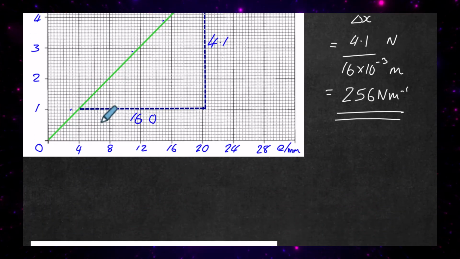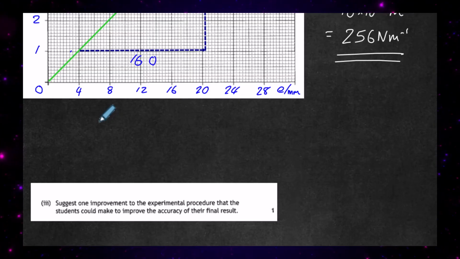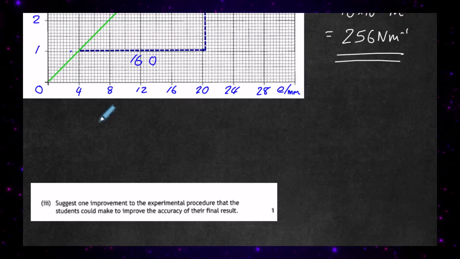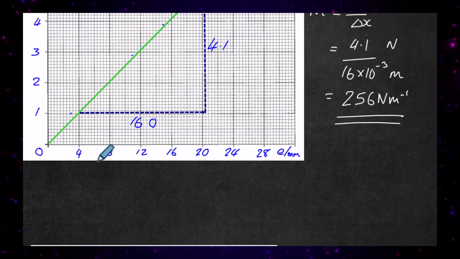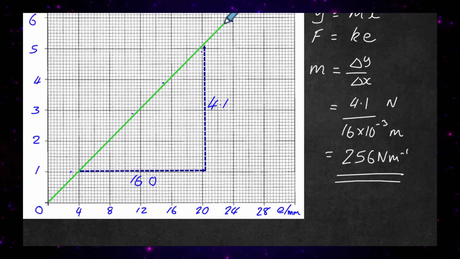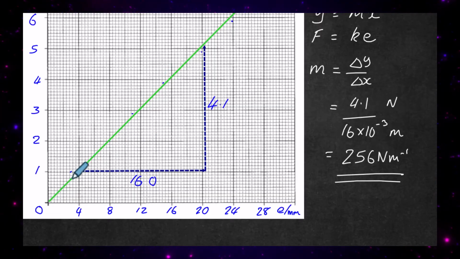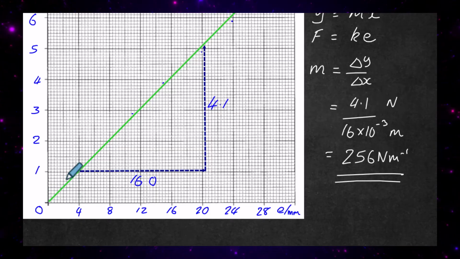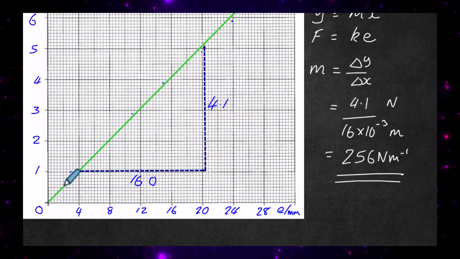Now the second part of this question says, suggest one improvement to the experiment procedure that the students could make to improve the accuracy of their final result. Now the final result is obviously the gradient of that graph, so to get an accurate gradient of the graph, I would need to plot more points to see where the best fitting line fits. And that would mean using more masses, especially in the lighter area down here. Find more masses that would fit into this point here.